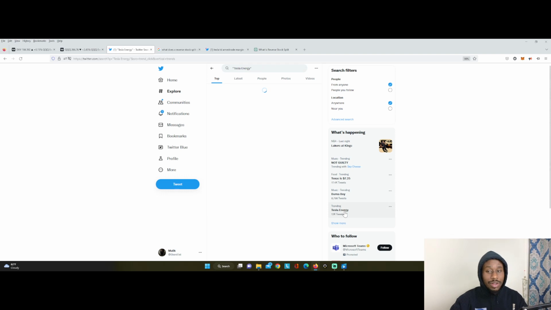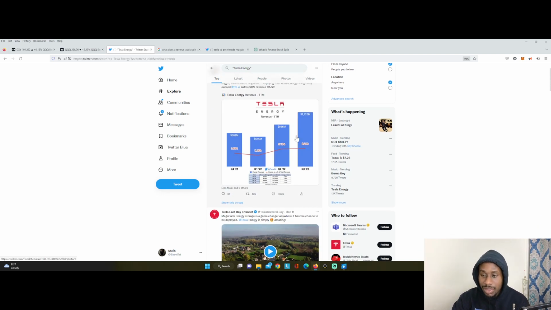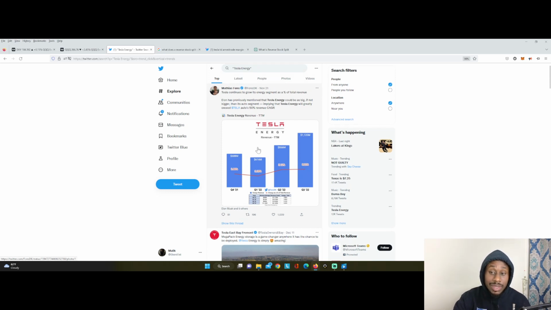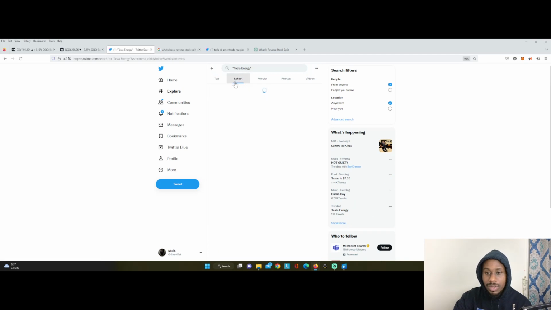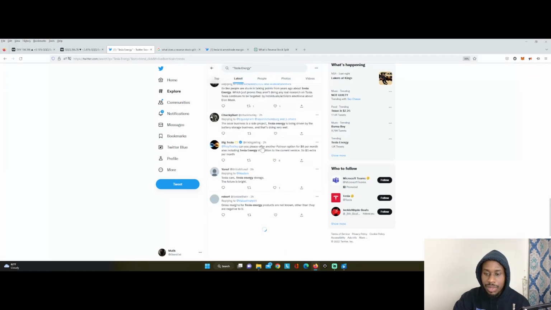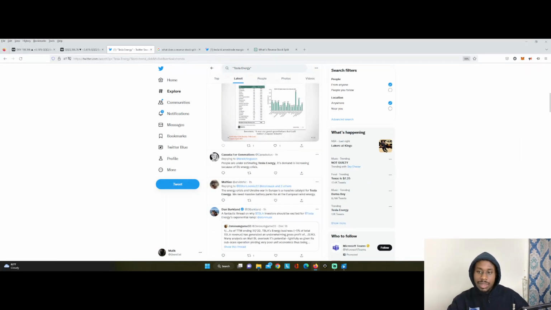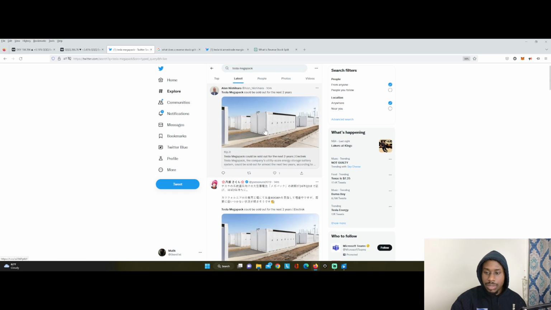I wanted to show you this too. So Tesla, look at Tesla's revenue. Tesla Energy revenue keeps on going up, right? So the latest thing today was something about the Megapack. Tesla Megapack. So Tesla's Megapack could be sold out for the next 2 years.